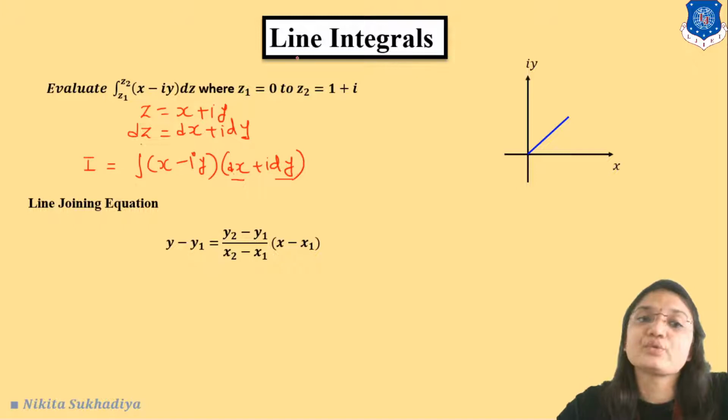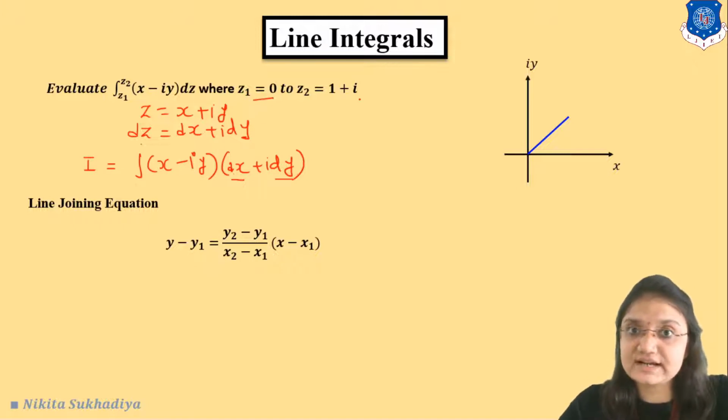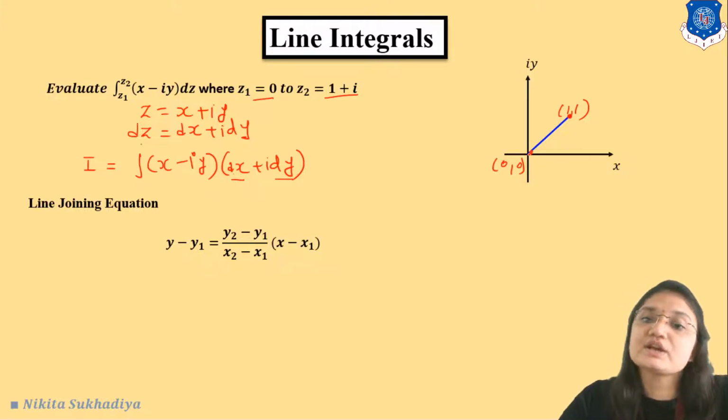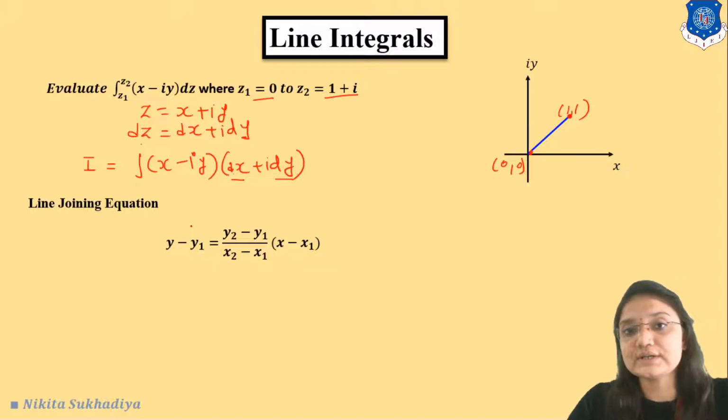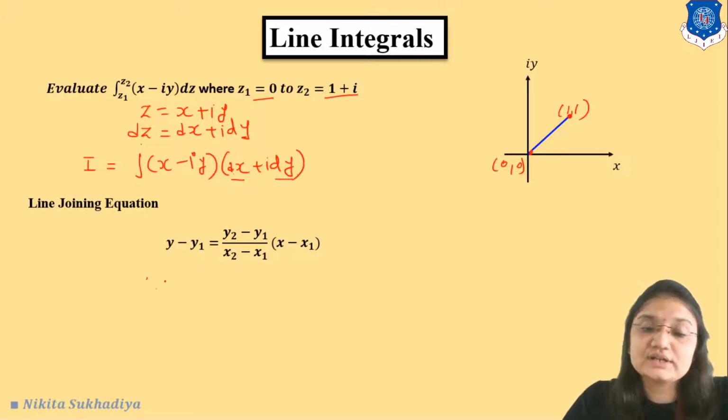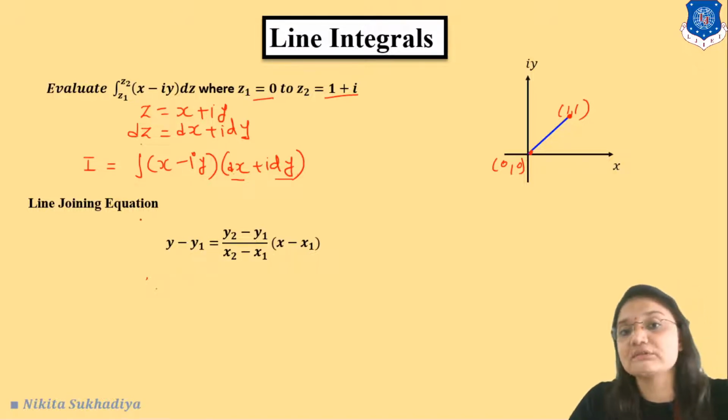So now with the help of these two points, that is z equal to 0 to z equal to 1 plus i, this is our 0 point and this is our 1 plus i point. By joining these two points you will get one line. By using this line joining equation you can solve this integration easily every time. So in a line integral you are given two points every time, and by using the line joining equation you get one equation, and by using this equation you can easily solve the integration.